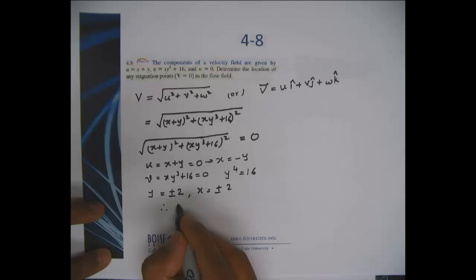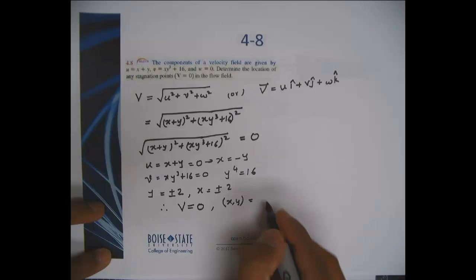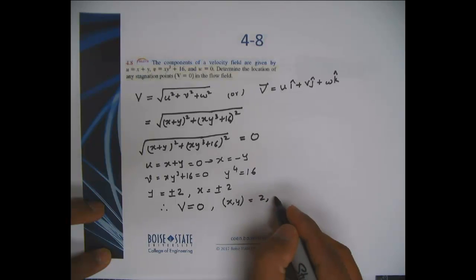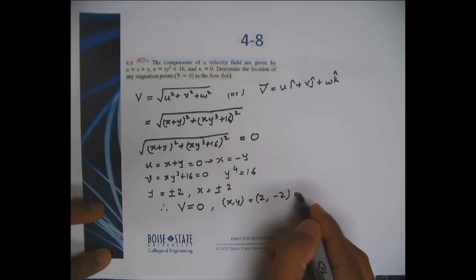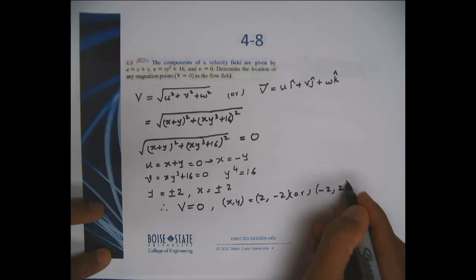So therefore, for the velocity equal to 0, the coordinates x comma y can be 2 comma negative 2 or negative 2 comma 2.